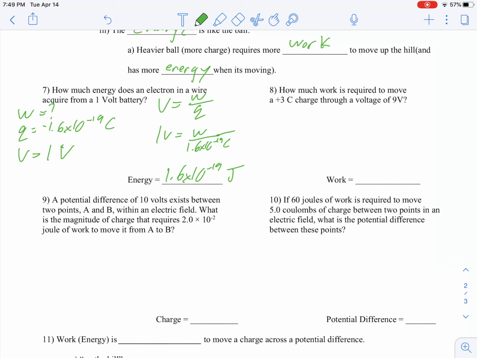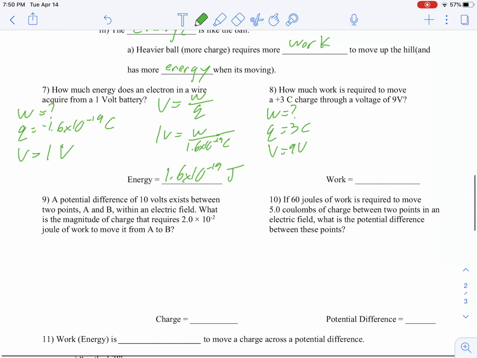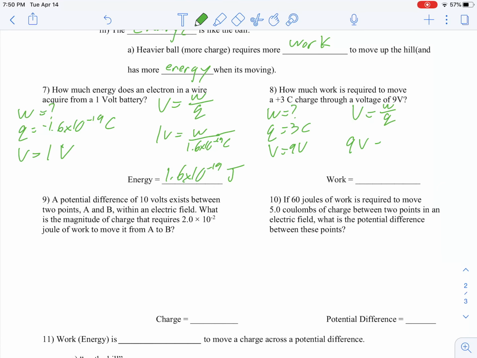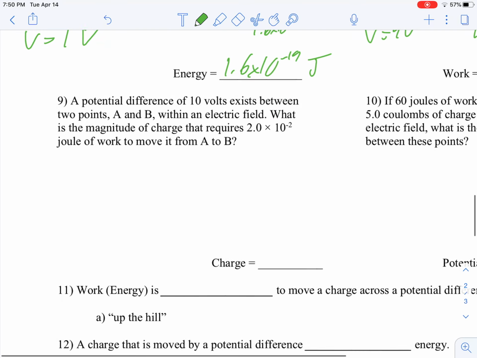All right, if we look at the next one, it says, how much work is required to move 3 coulombs of charge? So we're looking for work again. Q is 3 coulombs through a voltage of 9 volts. All right, so V equals W over Q. V is 9 volts. W is unknown. Q is 3 coulombs. Cross multiply, you get 27 joules.